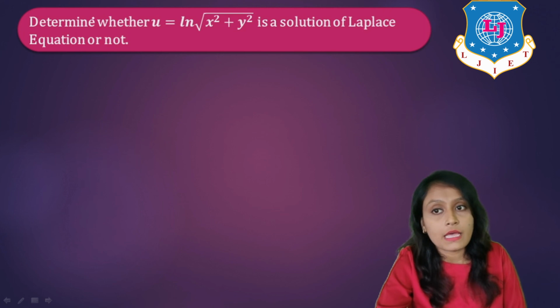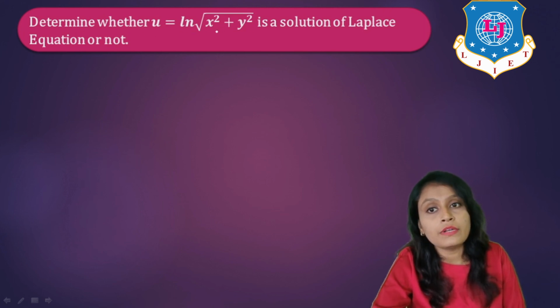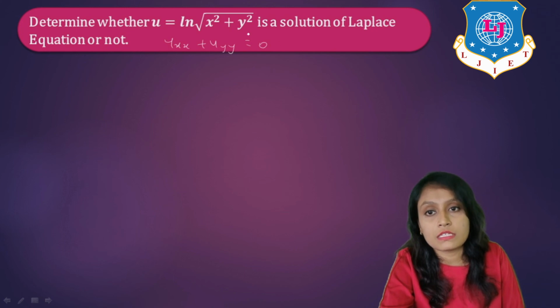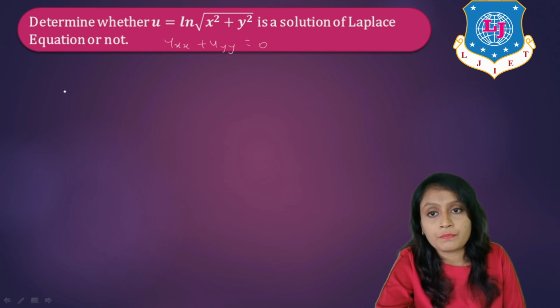Next example, determine whether u is equal to ln under root x square plus y square is a solution of Laplace equation or not. So here we will check whether this u is a solution of Laplace equation or not. For that, we have to find uxx and uyy and add them, and the answer should be equal to 0. If this answer is 0, then we can say that it is a solution of Laplace equation. So let's begin with the solution.